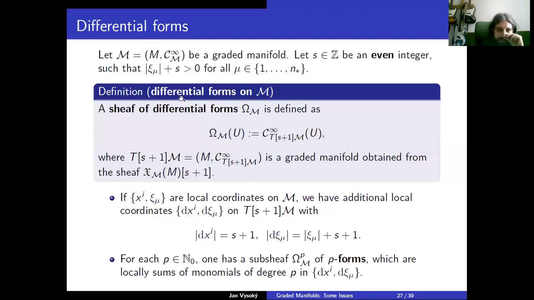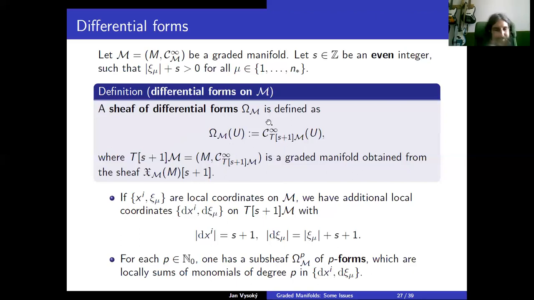And in fact, because of this degree shift, with S chosen in this way, the underlying manifold is still just M, the underlying manifold of my original graded manifold. And I have some algebra of functions on this graded manifold, and this is a sheaf of graded commutative algebras, and I declare this sheaf to be the sheaf of differential forms.